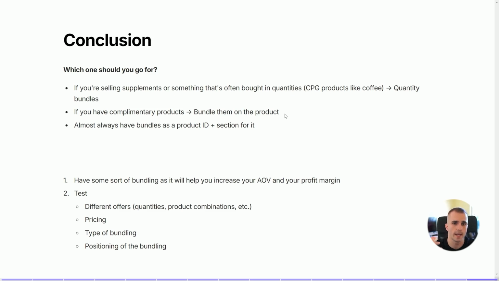And ideally, if you can have some offers so that they save when they buy a bundle, because otherwise there's no reason why somebody should buy a bundle if they will get the same thing if they didn't go for the bundling option. So definitely have some sort of bundling, because it will help you with increasing your AOV and profit margin, and test a lot of things: test different offers, quantities, product combinations, etc. Maybe the quantity bundle will work better for you than going for complementary products. And also test the position of your product, where you will show it. Will you show it before the add to cart or after the add to cart? Test all these things, and you will find the best combination that will help you with increasing your AOV and your profit margin.